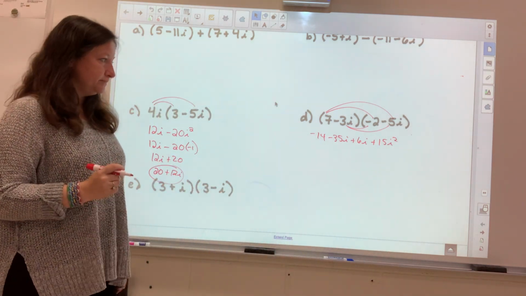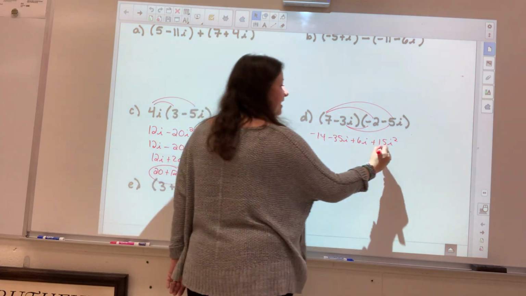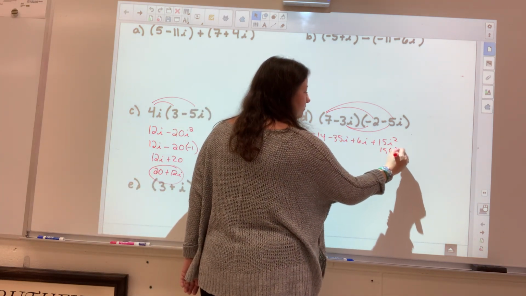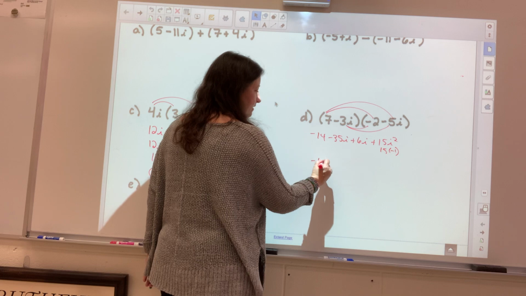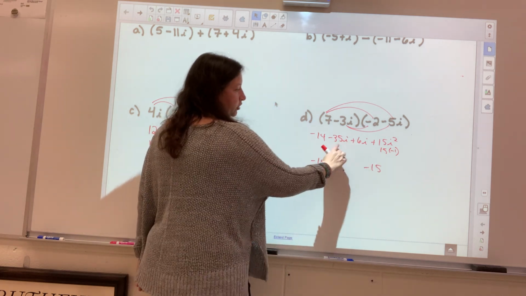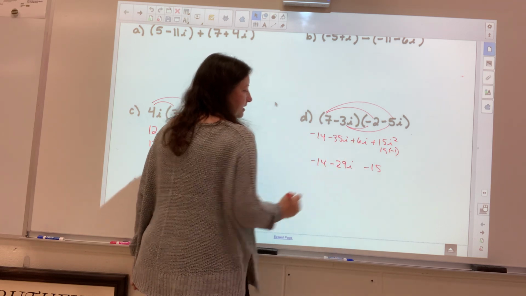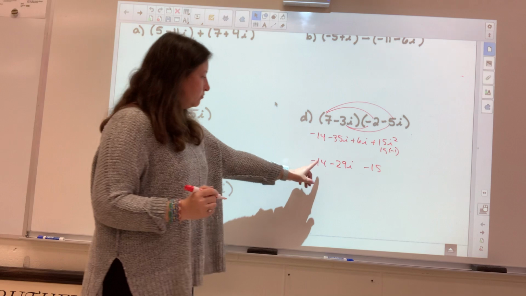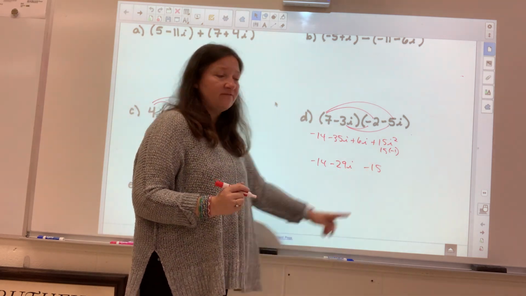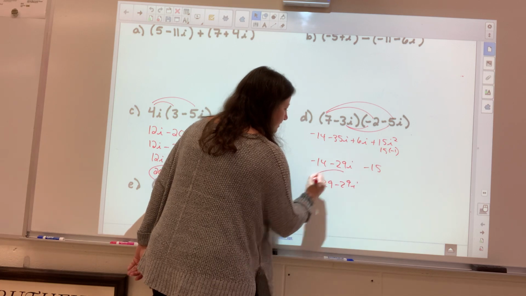Now what do you do? Okay, we know i squared. What do we know i squared is the same as? That's the same as negative 1. So what's that going to make? It's going to make negative 15. We have like terms. Negative 35i plus 6i gives me negative 29i in the middle. And finally, what do negative 14 plus negative 15 make? They make negative 29. Negative 29 minus 29i is my final answer.